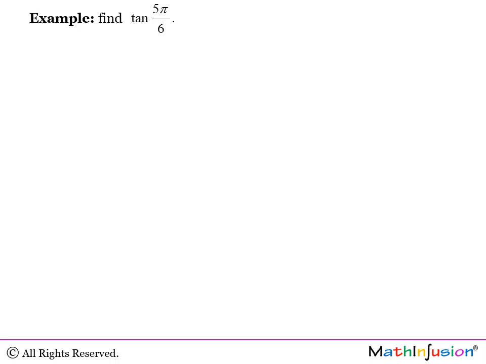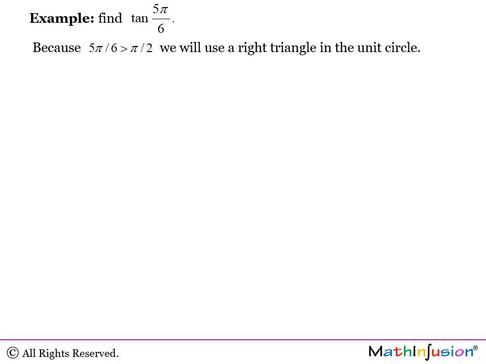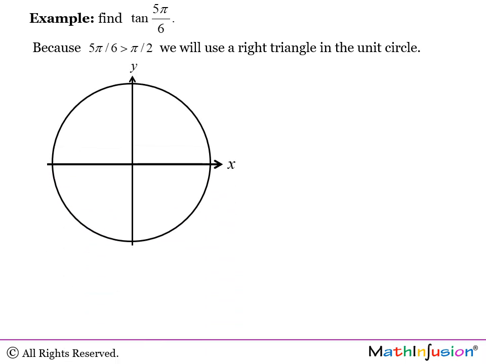Example, find tangent of 5 pi over 6. Because 5 pi over 6 is greater than pi over 2, we will use the right triangle in the unit circle. Here is the unit circle, and inside we realize that because the angle is 5 pi over 6, I can actually insert the right triangle here.